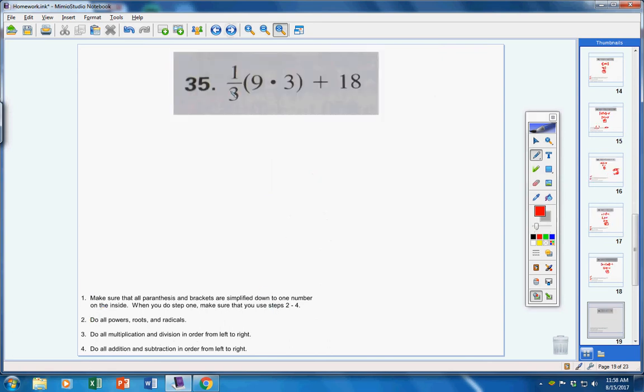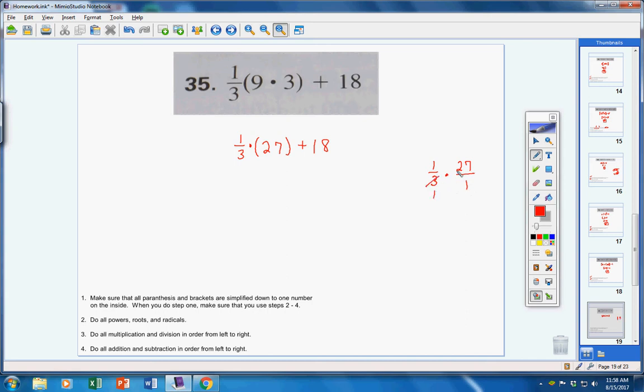Number 35. Okay, step 1, let's simplify our parentheses down to one number. So 1/3, and then 27 inside the parentheses plus 18. Okay? Now, how do we take 1/3 times 27? Do y'all remember how to do that from earlier years? 1/3 times 27 over 1.